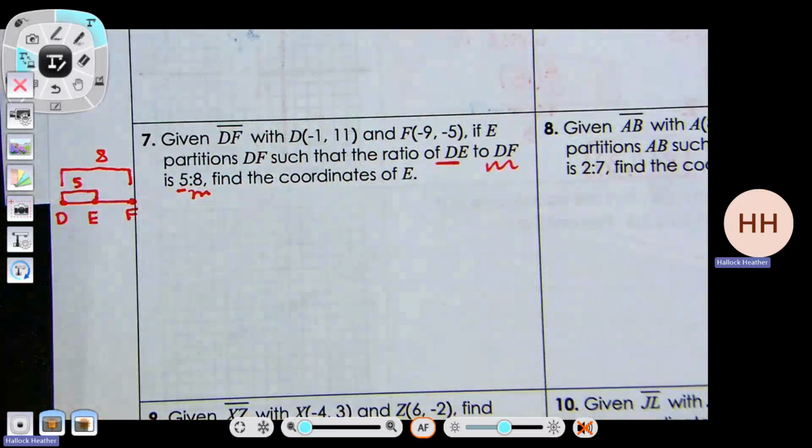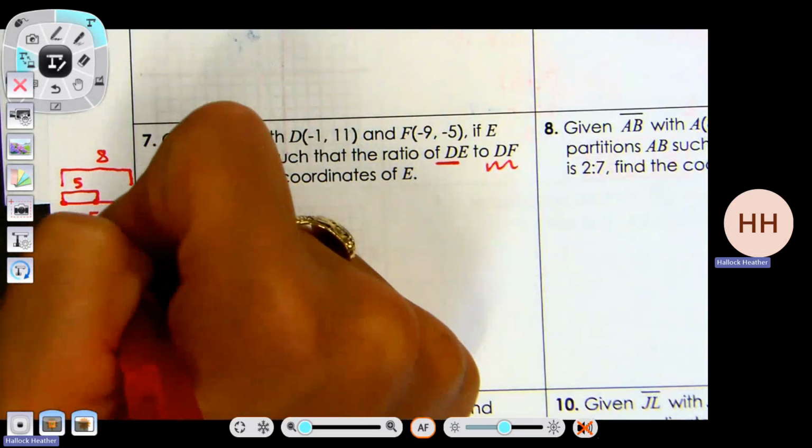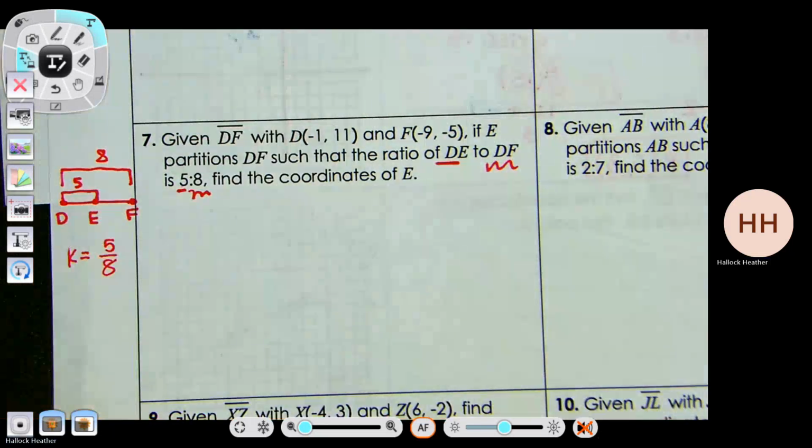So this is where, Dominic, you would not have to add them together. They actually give me the ratio. So it's not 5/13. What is it going to be? It's 5/8. Yes. Okay, so that's what we're using as our ratio.